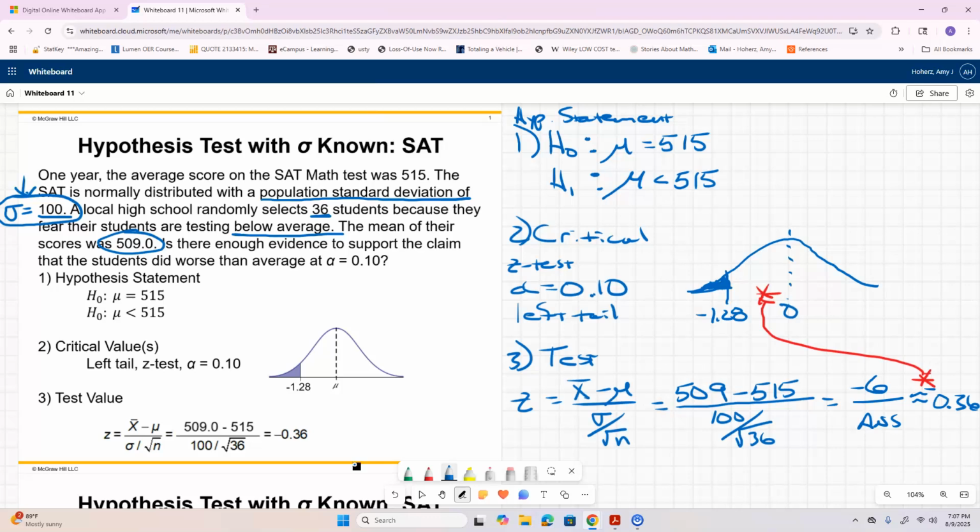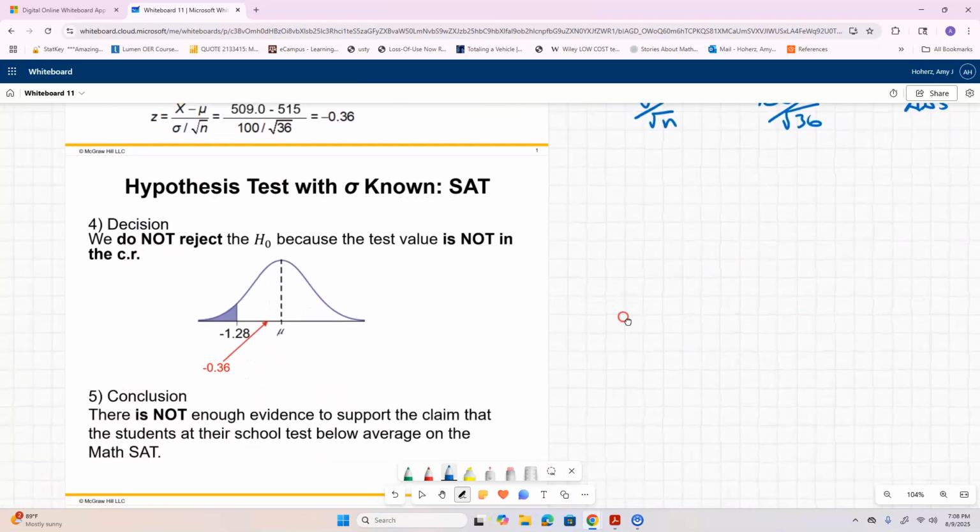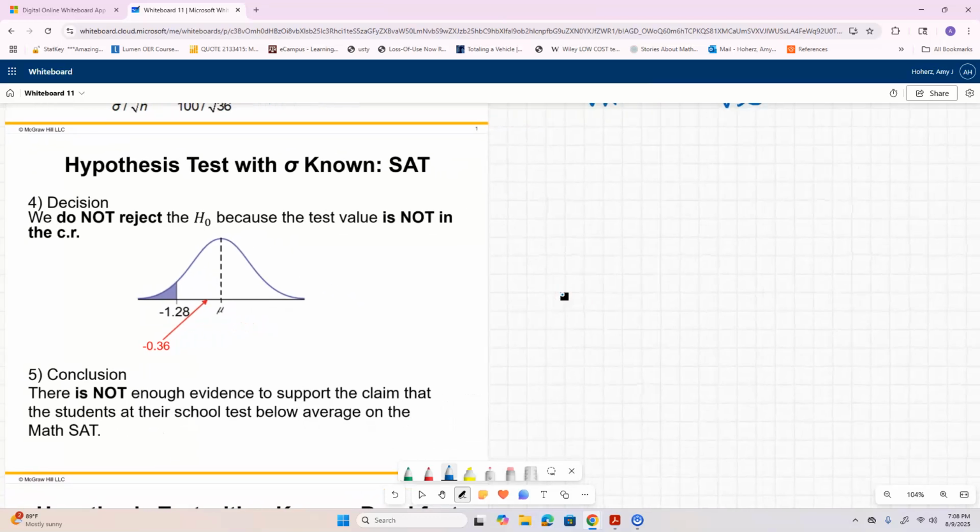And so this is like a number line to the left going this way, number line to the right going this way. So negative 0.36 is not as negative as negative 1.28. So we're not down far enough to be in the rejection region. So what does that mean? Well, since we are not in the rejection region, since our 0.36 is up here, not low enough to be in the negative 1.28, we do not reject the null hypothesis because the test value is not in the critical region.